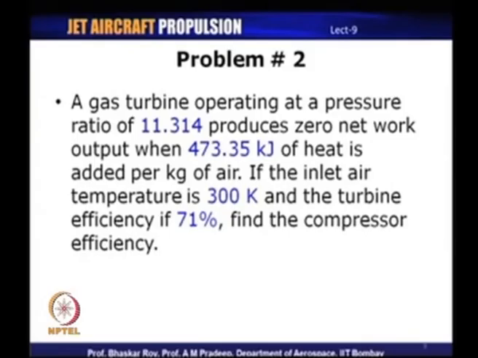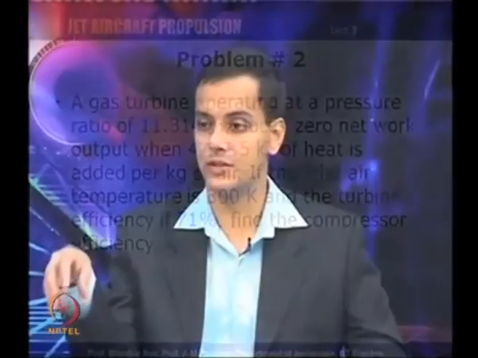So, this is again a Brayton cycle problem, but we have slightly altered it for a gas turbine. We have the pressure ratio specified and it is given that this gas turbine produces no net work output, which means that the work output of the turbine should be equal to the work input required for the compressor. So, there is no net work output, heat input is given, the efficiency of the turbine is given. We are required to find the efficiency of the compressor. So, this is again a simple Brayton cycle analysis.